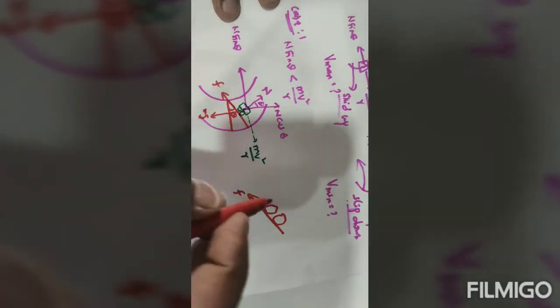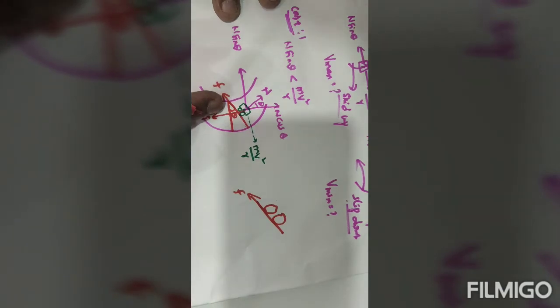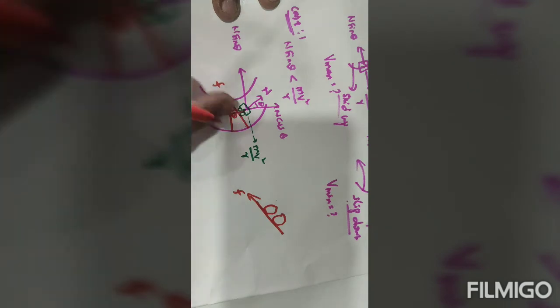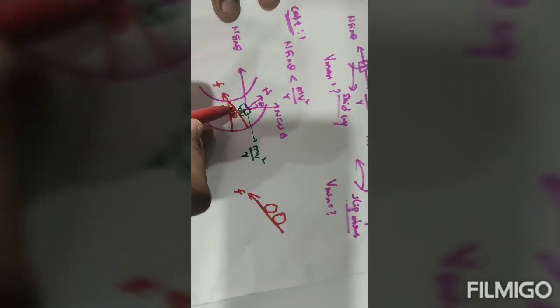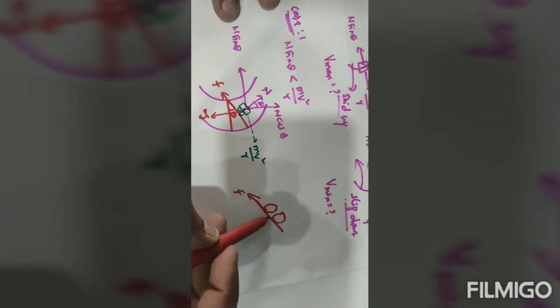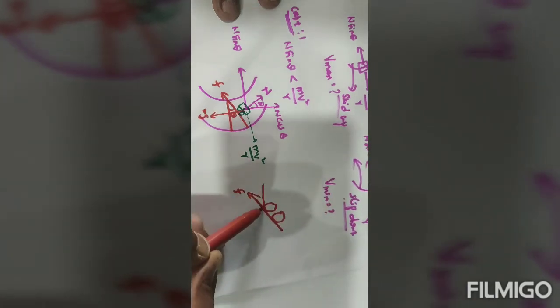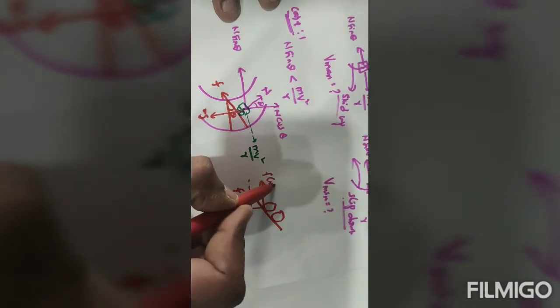Now this frictional force has two components, normal and tangential. So please listen carefully. This is the frictional force, and I can divide it into two components. Here the angle we are making is theta. Here theta, and here also theta. So I can write this as f cos theta, and this one as f sin theta.